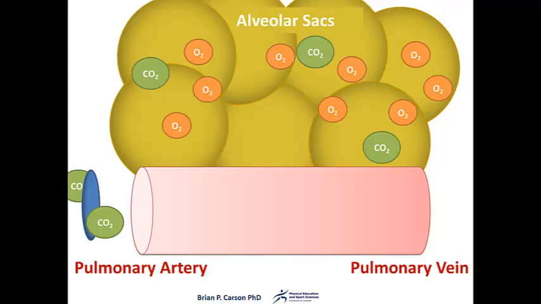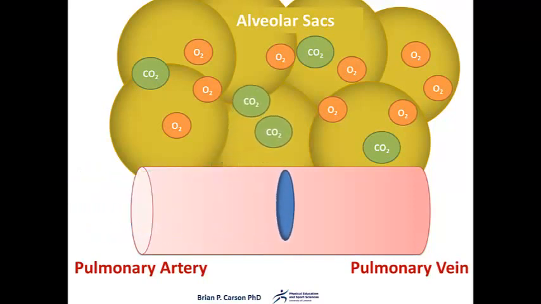As this blood reaches the pulmonary capillaries and comes in proximity of the alveoli, this partial pressure differential causes oxygen and carbon dioxide to move down their respective pressure gradients and diffuse across the respiratory membrane. Carbon dioxide moves from the capillaries out to the alveoli, and oxygen moves from the alveoli into the capillaries.